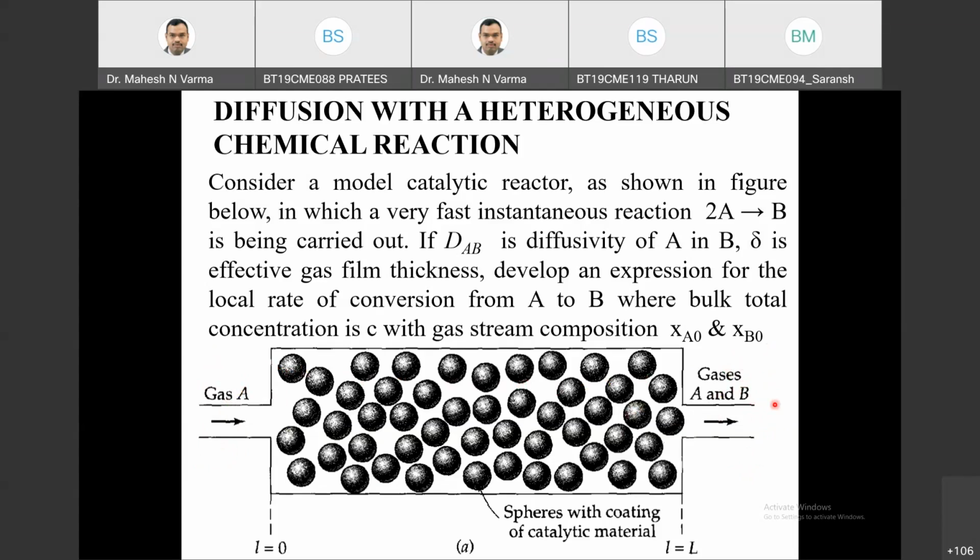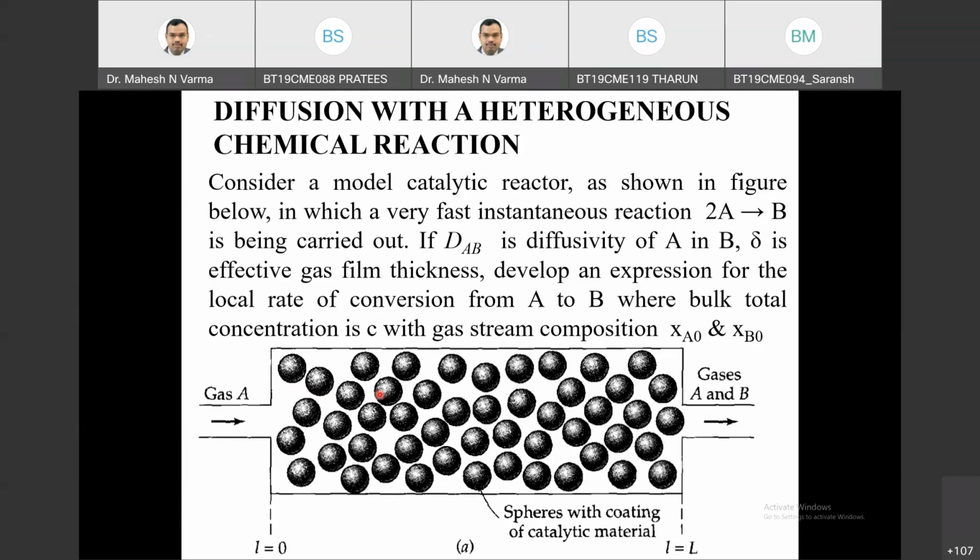But for solving this, you need to divide this reactor into parts, because what is happening? This A molecule is going to this catalyst particle and reacting, and B is diffusing back. So slowly, this conversion is increasing. The concentration of B will increase, and the concentration of A will decrease.